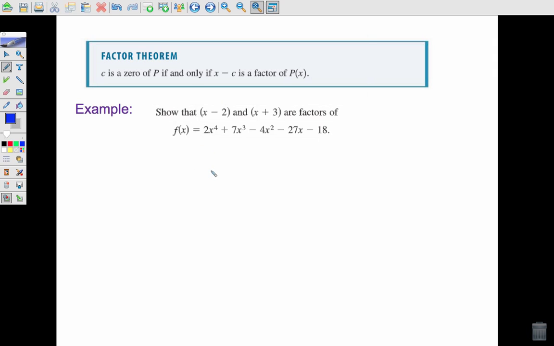The factor theorem is the other important theorem that shows how useful synthetic division can be, and it says that c is a 0 if and only if x minus c is a factor. And what that means is you want to use synthetic division and it should divide evenly. It should be a factor. It's going to divide easily. We should have a 0 remainder.